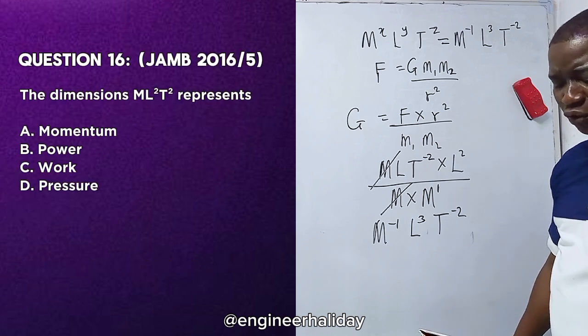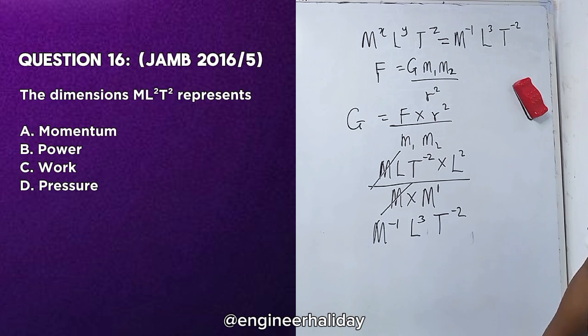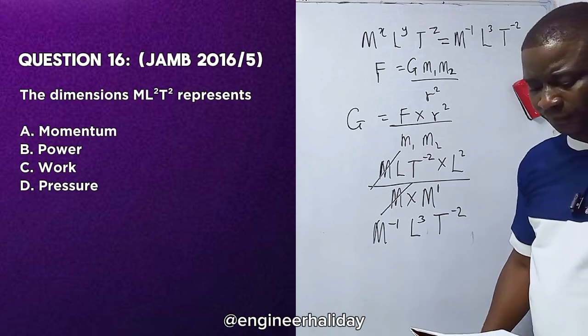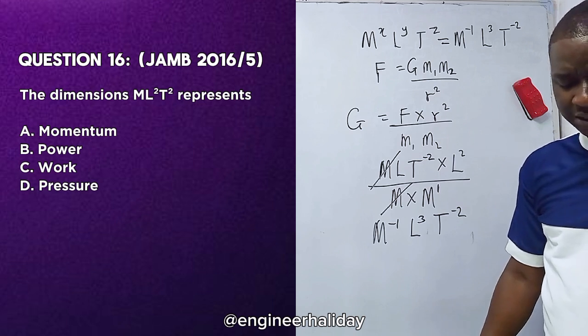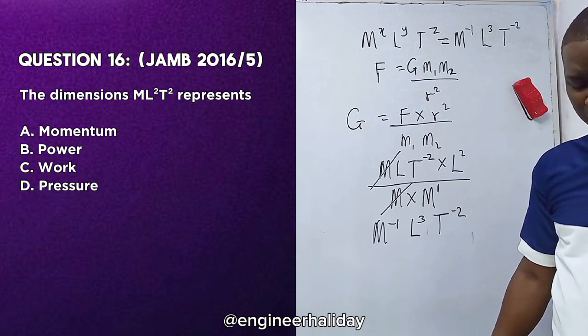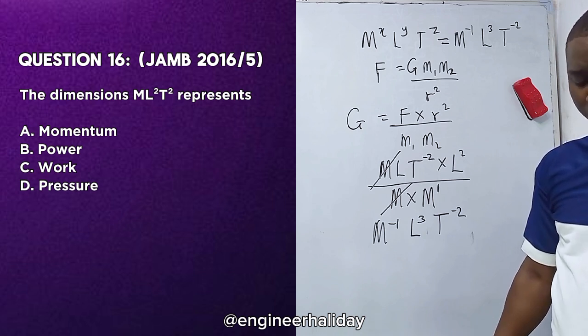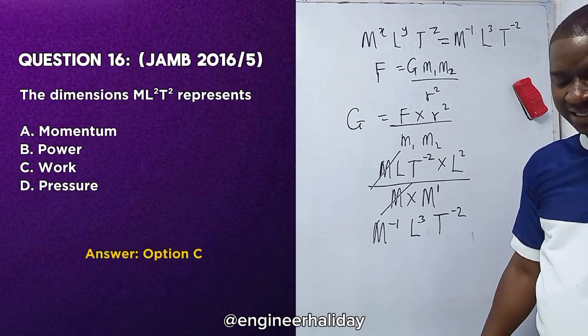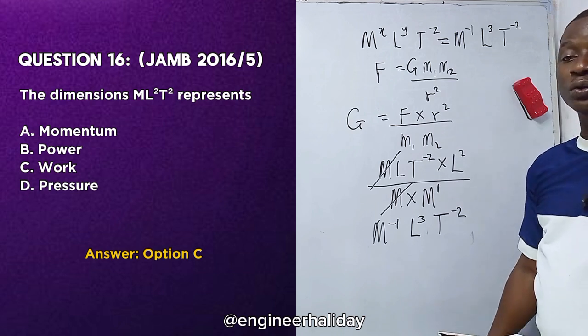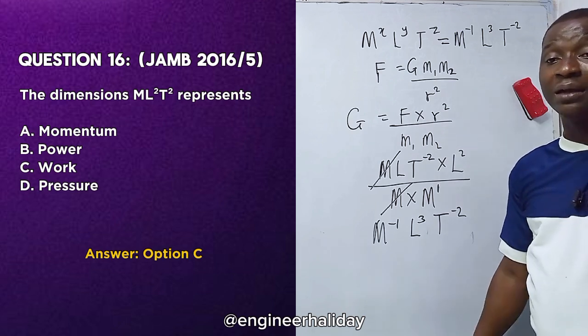Number 16 says the dimension of M L squared T minus 2 represents dash. That one is very straightforward. A, momentum. B, power. C, work. D, pressure. I think I've answered that question before. The answer should be work done. So M L squared T minus 2 represents work done.